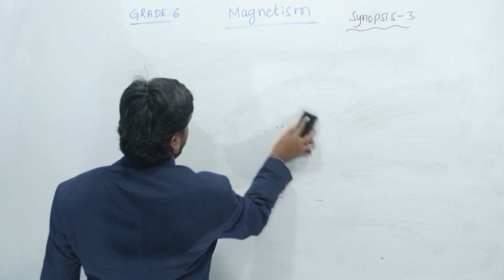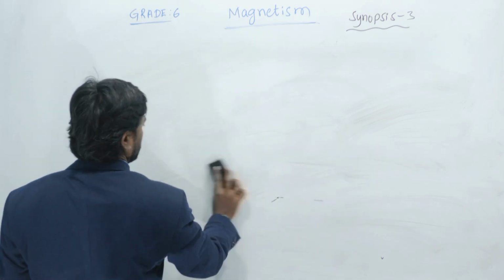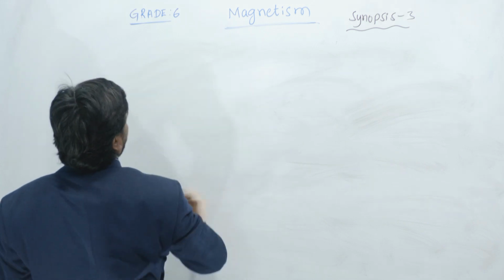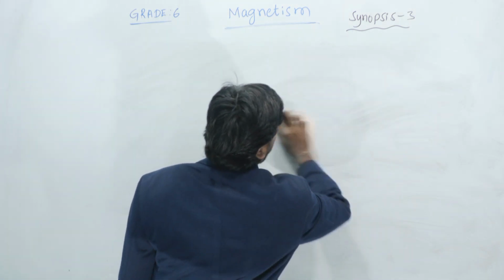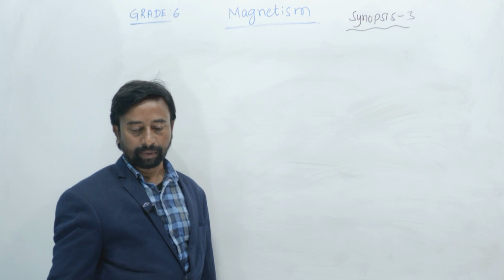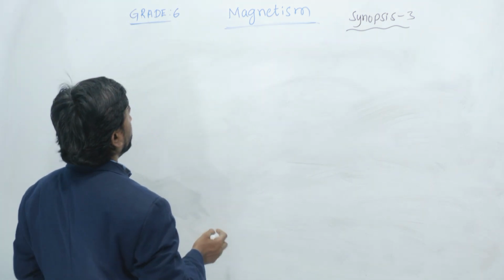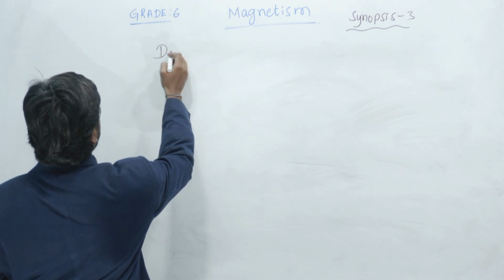Demagnetization is the process of removing the magnetic nature from magnetic materials. That is, removing the magnetic property from the magnetic materials is called demagnetization.